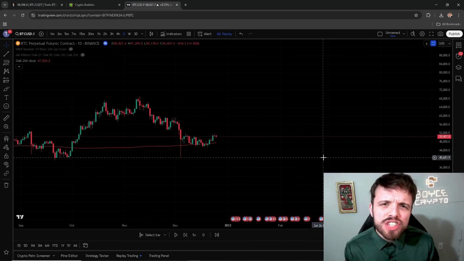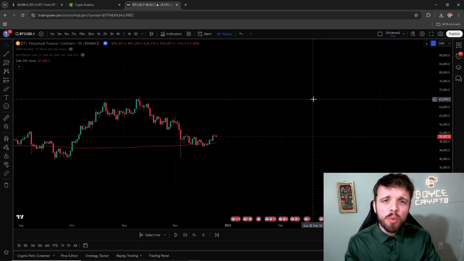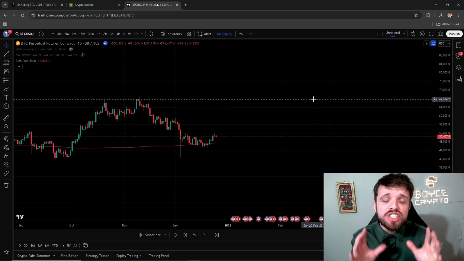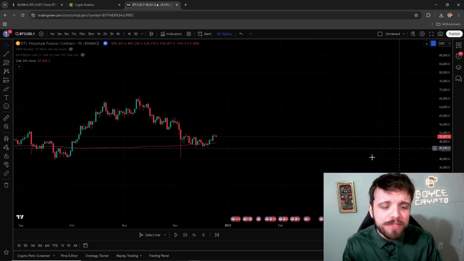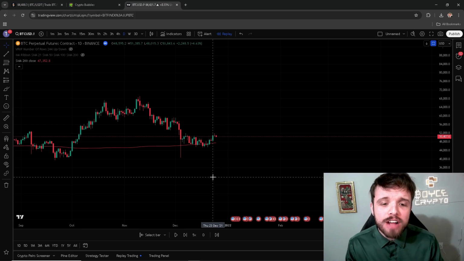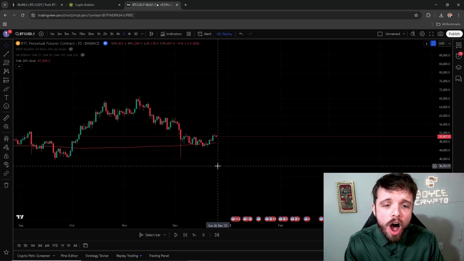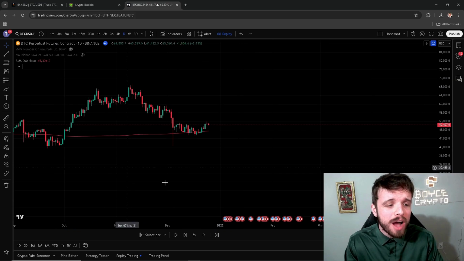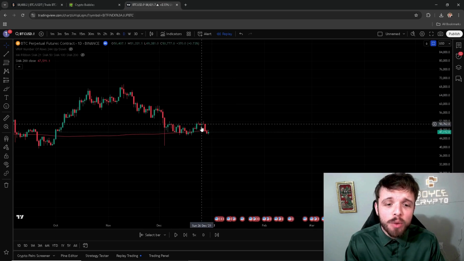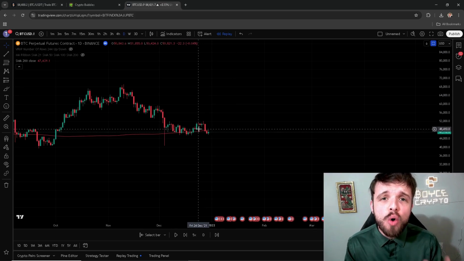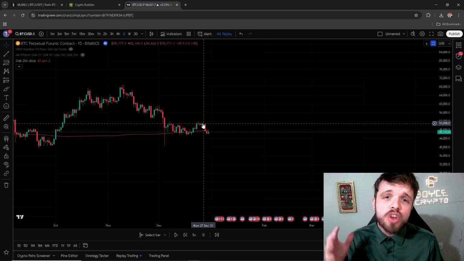So here we are taking a trip back in time to 2021 when the bear market was just about to begin for Bitcoin. Bitcoin was sitting at $50,000 around December 25th of 2021. Let's play this out and see what happens once we break that 200 MA. Here we go. We have a candle body closure below the daily 200 MA. So what can we do?